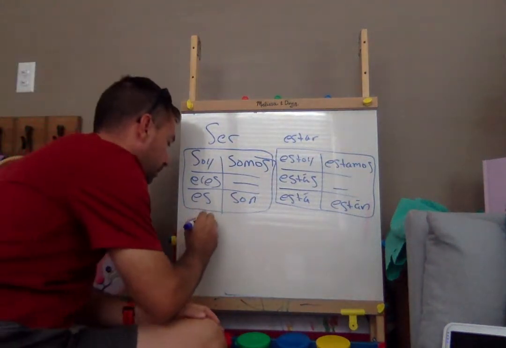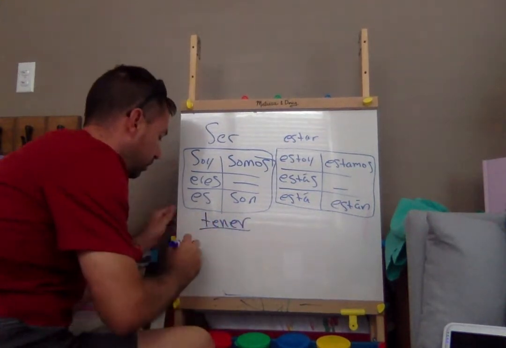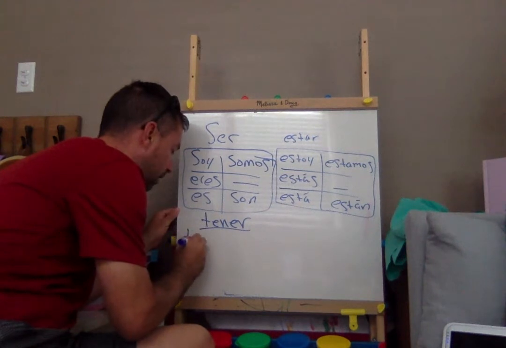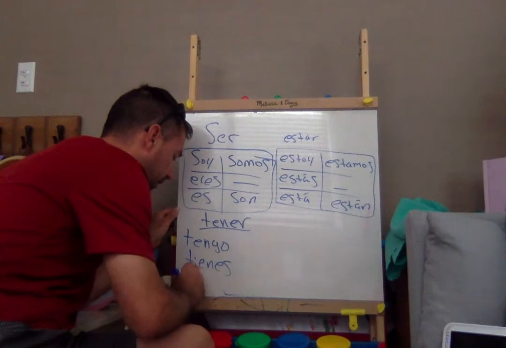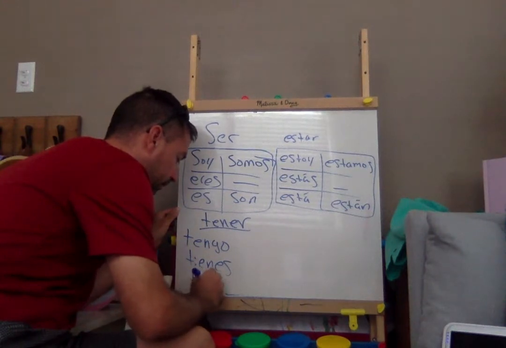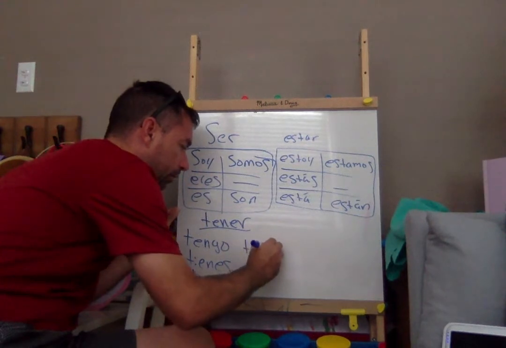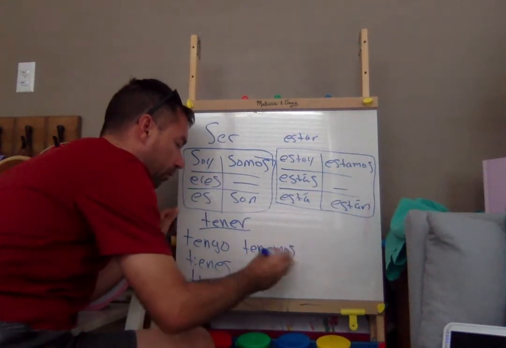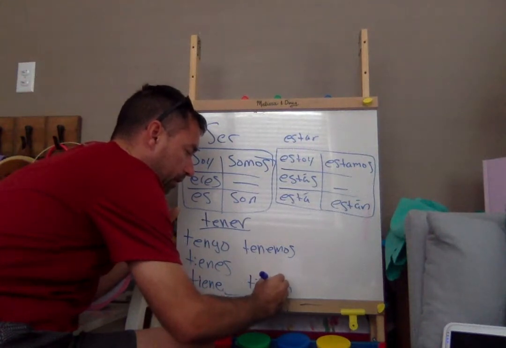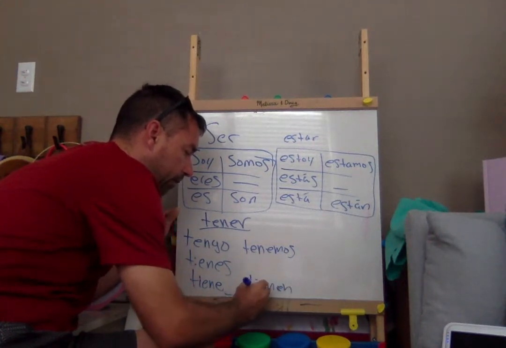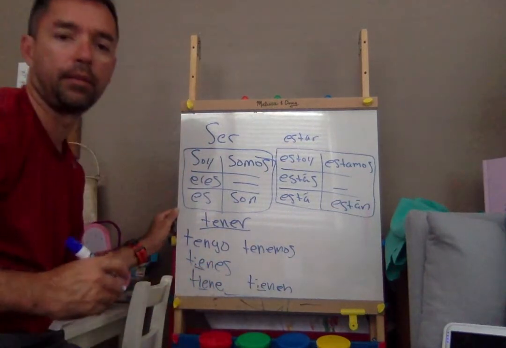Let me do tener real quick, which means to have, which you all should know. The very first one is I have, yo tengo, tú tienes, and then he or she tiene, tenemos is we have, and tienen would be they have. As you see, I underline where it does the stem changing.